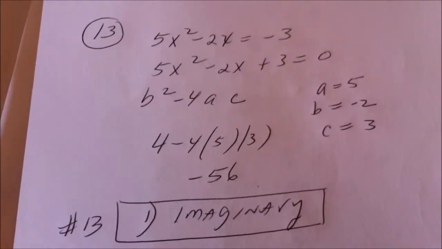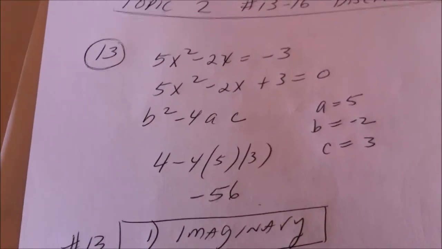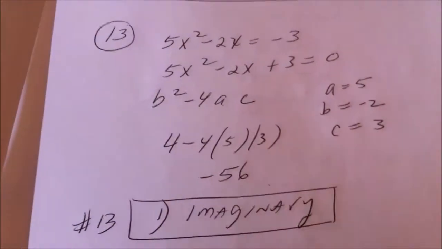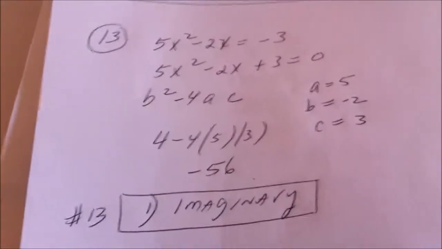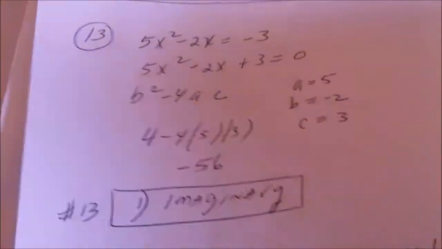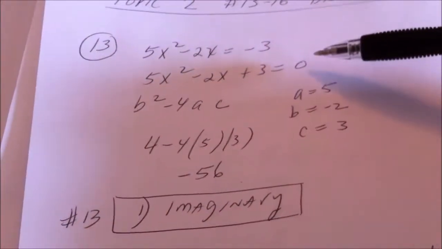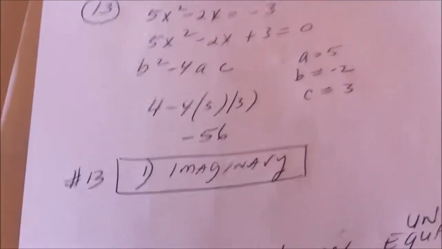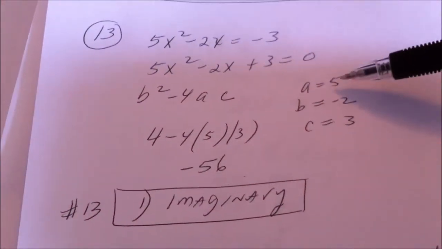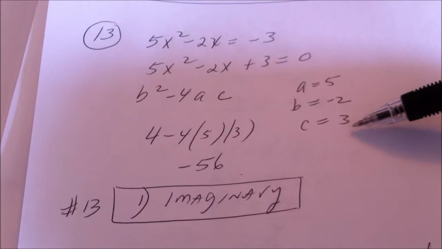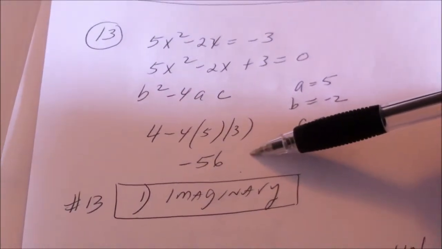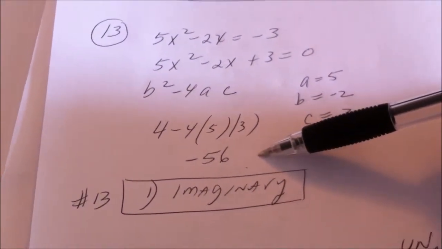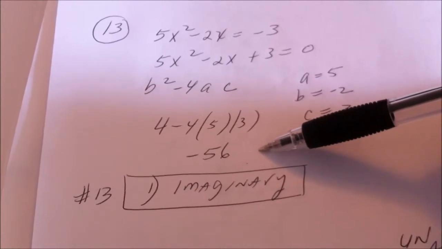Number 13 through 16 is all about the discriminant, describing the graphs of quadratics, etc. For number 13, the answer was choice 1, imaginary. You have a couple of choices here, but regardless, you have to set this equal to 0. Anything with the roots, it must be set equal to 0. So I do the discriminant, where a is 5, b is negative 2, c is 3, and I get negative 56. Negative 56 is imaginary roots.